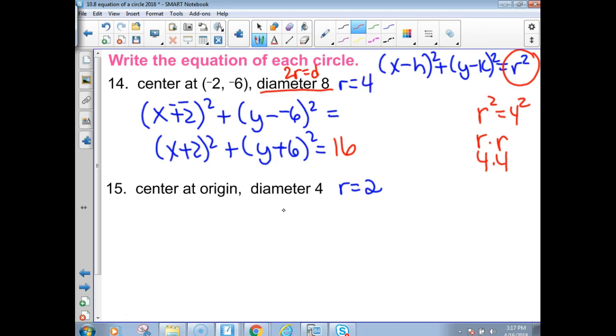So like here, the origin, well, that's 0, 0. So that means it's going to just be x squared plus y squared equals r squared. R squared is 2 squared, and 2 to the second. This time it happens to be 2 times 2, it's just because it's a 2 radius, guys. So I'm not trying to say anything different.